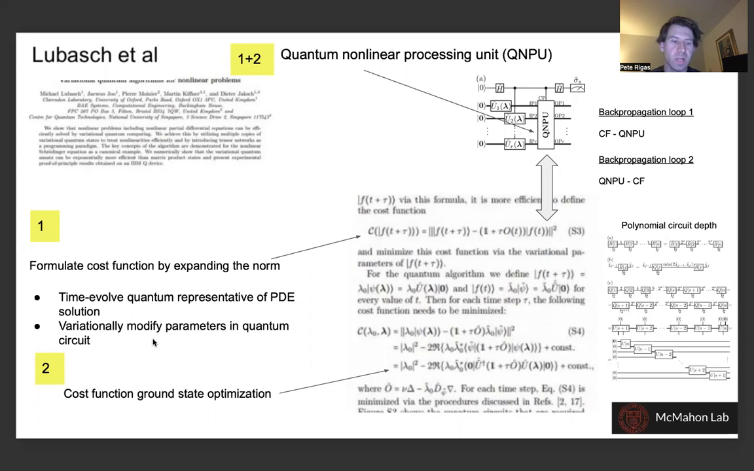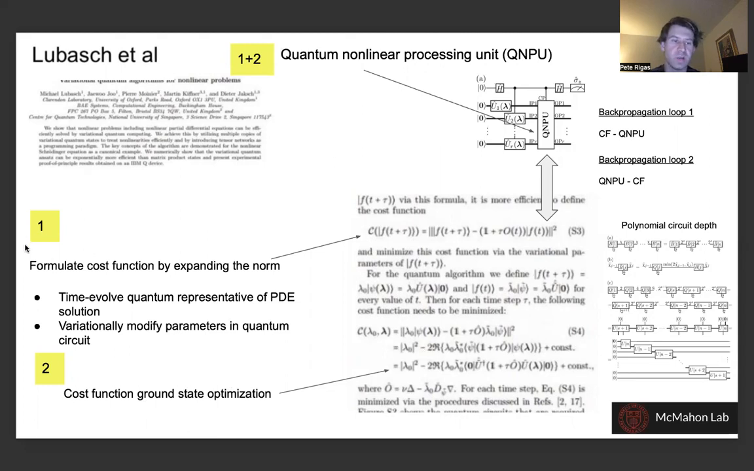And our goal is to variationally modify parameters on our quantum circuit so that we can obtain readout for solutions. And after having obtained the cost function from rearrangements of the square of the norm, they can obtain a resultant superposition that they would like to optimize to find the ground state.